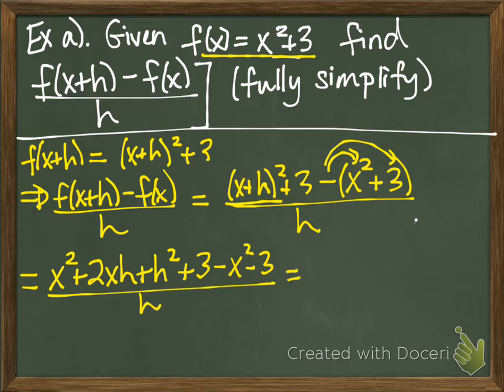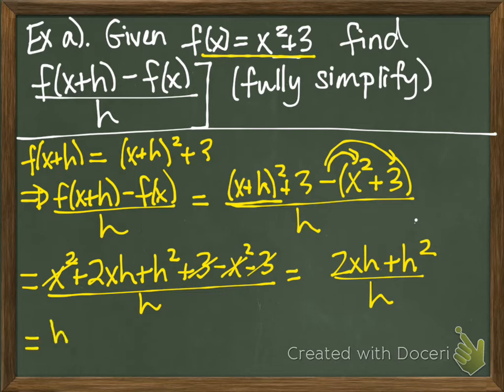Okay, so we can get some cancellation here. Notice these 3's are going to cancel, and the x squareds are going to cancel. So I'm going to be left with 2xh plus h squared over h. Okay, this is almost fully simplified, but notice I can factor out an h in the numerator. So the numerator, I'm going to have h times 2x plus h. The denominator is still just h.